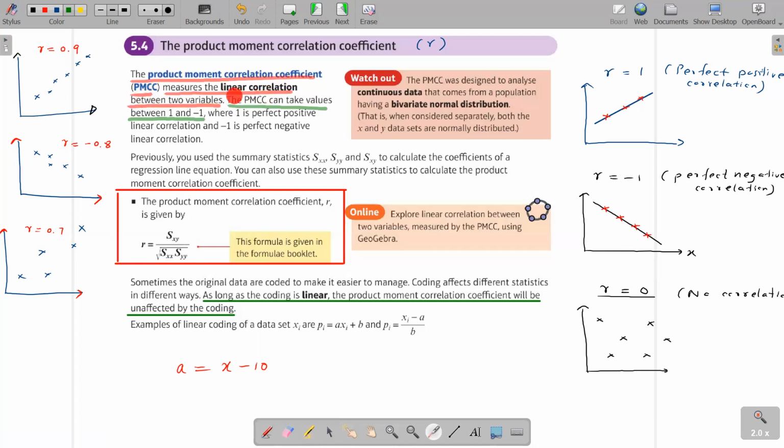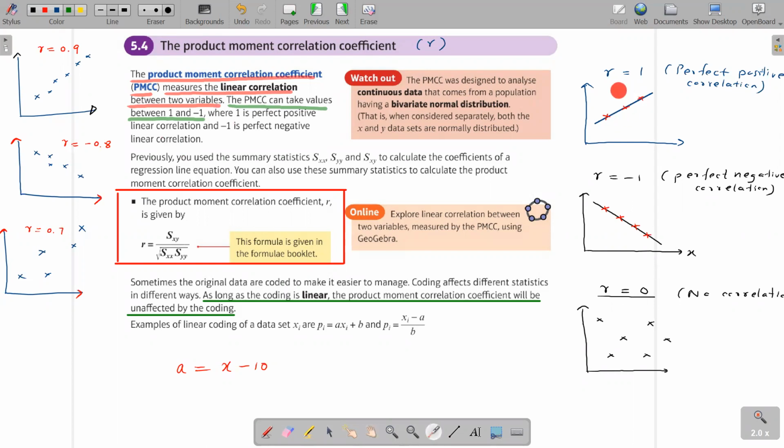Now again, very important. Can you see? Linear correlation between two variables. This product moment correlation coefficient can only check if the two variables have a linear relationship, a straight line relationship. It can't check for any other type of relationship. The PMCC can take values between 1 and -1, where 1 is perfect positive linear correlation and -1 is perfect negative linear correlation. We did discuss a little bit about this at the beginning of the chapter.